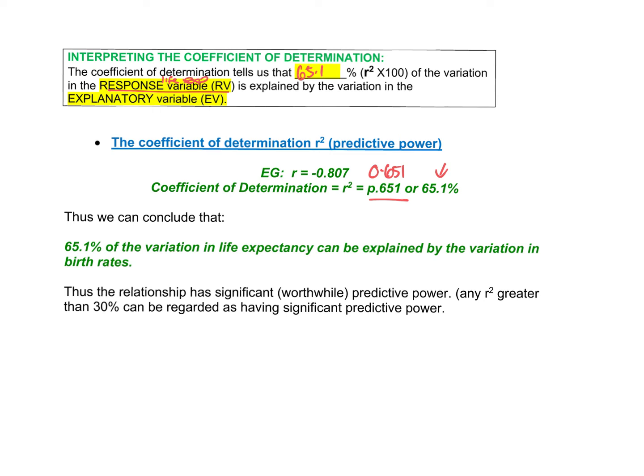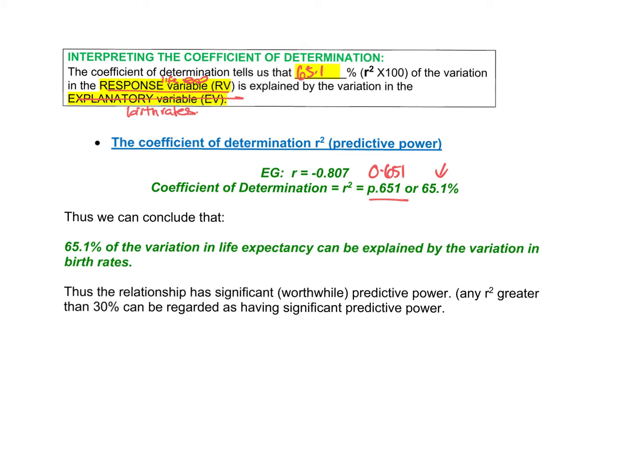It can be explained by the variation in, and we'd write, birth rates. You guys are used to that. You've already done some practice on that. That one's easy. So we would say 65% is fairly strong, isn't it?